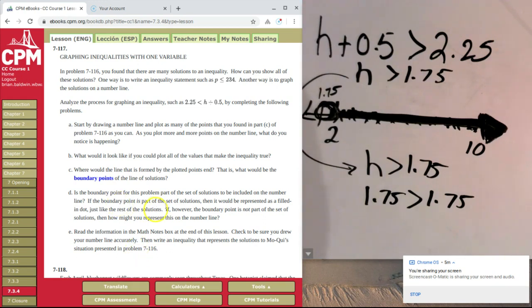So there's some notes here that talk about when do we fill in the dot and when do we leave it not filled in.